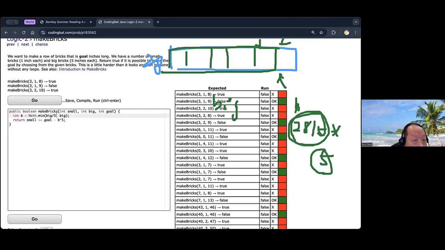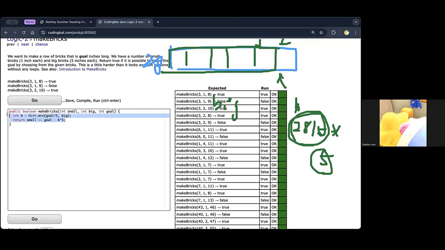Big divided by, I'm sorry, this is go divided by 5. You have to really understand it, okay? So far, you still haven't. Yeah. Redo it again. Okay.